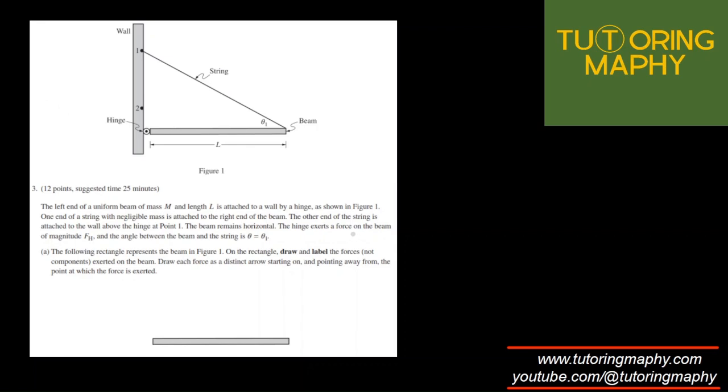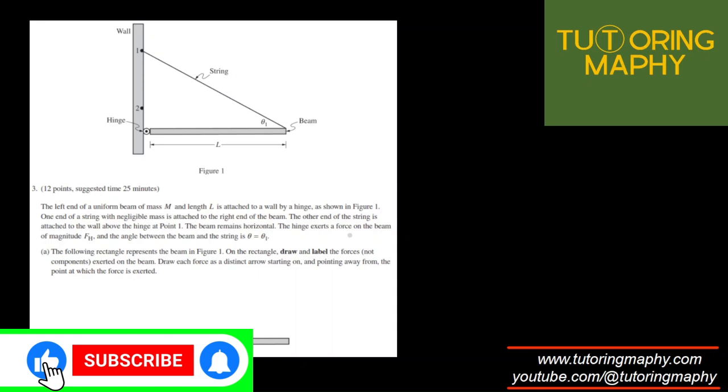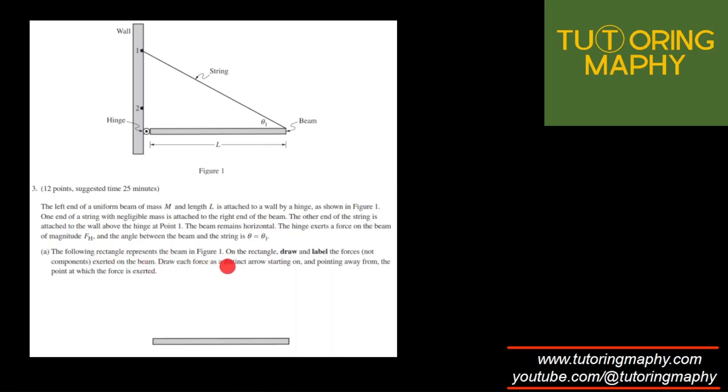They are saying that the hinge exerts a force on the beam of magnitude Fh. Wait, we are not given the direction, is it? All right. The following rectangle represents a beam in figure 1. On the rectangle, draw and label the forces, not components, exerted on the beam. Draw each force as a distinct arrow. So we know that there will be a tension at this angle. So we are just going to draw a dotted line at θ1 and indicate that there will be a tension. Let's call it Ft over here.